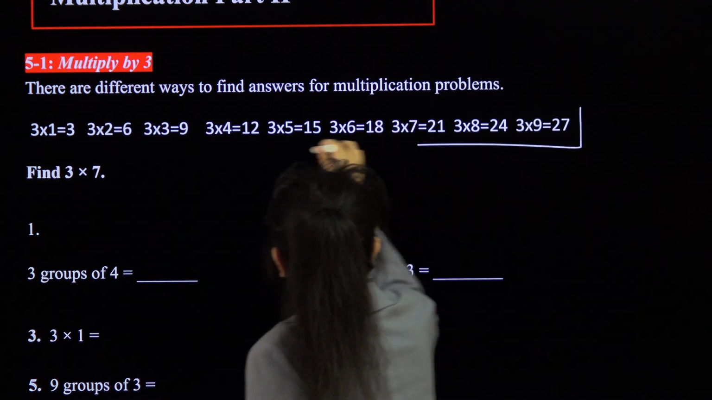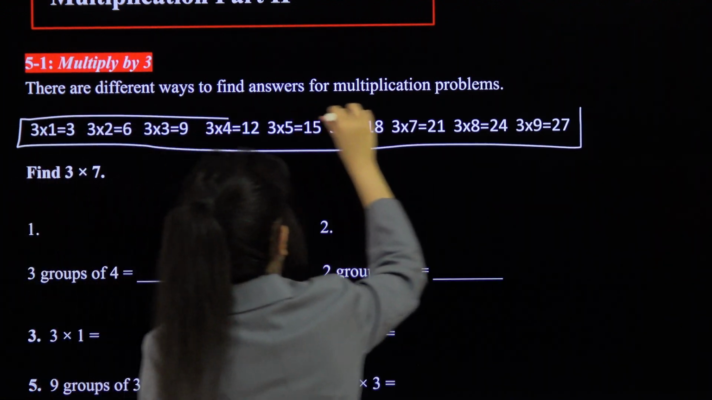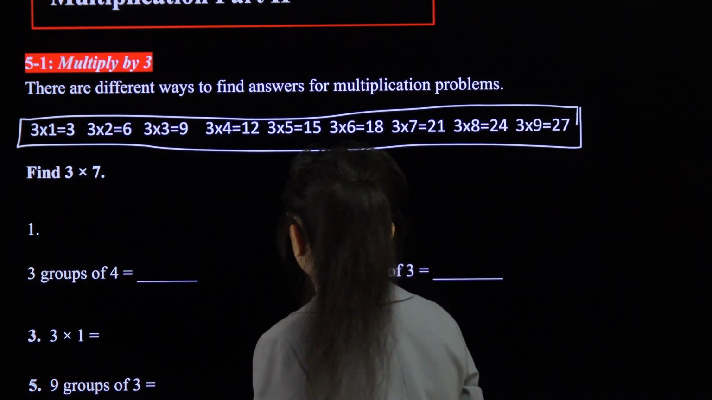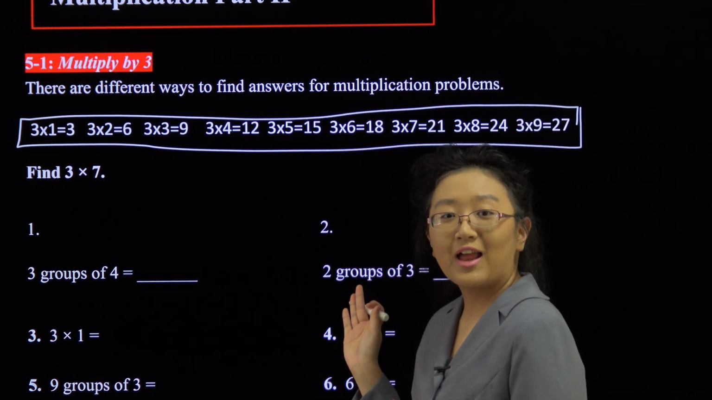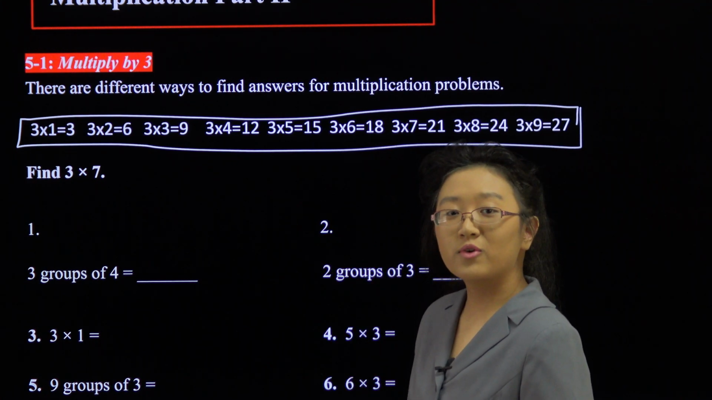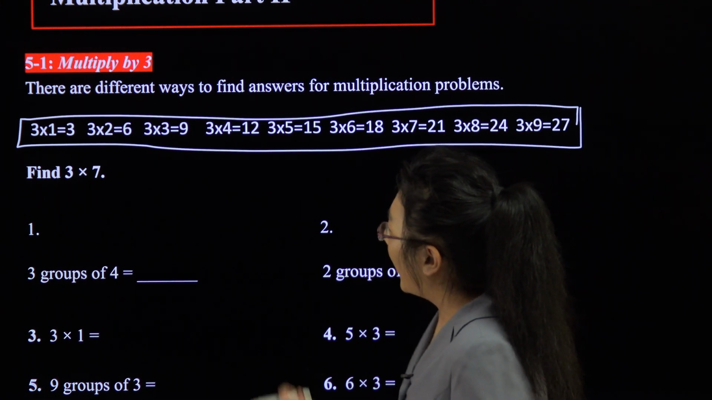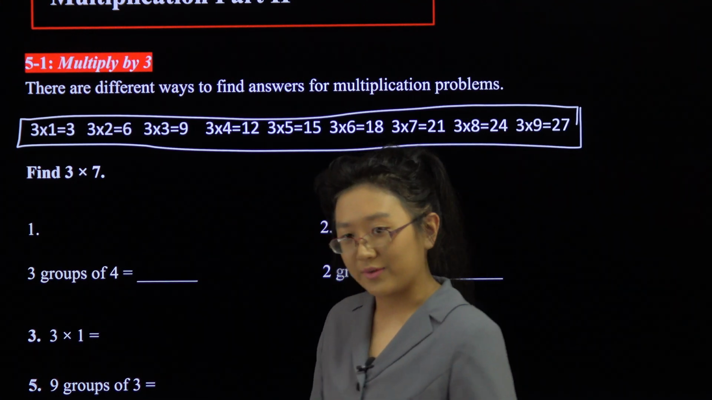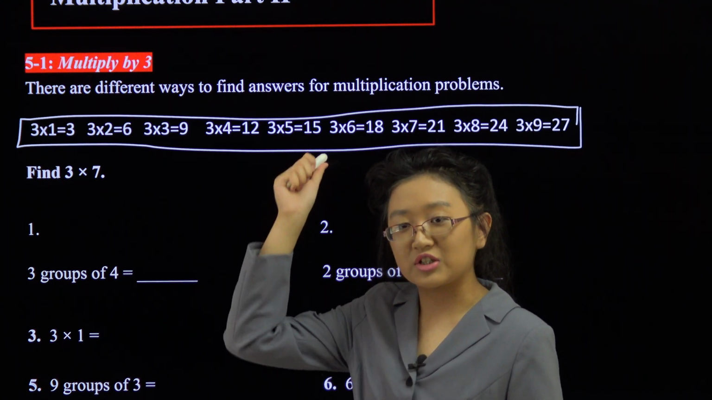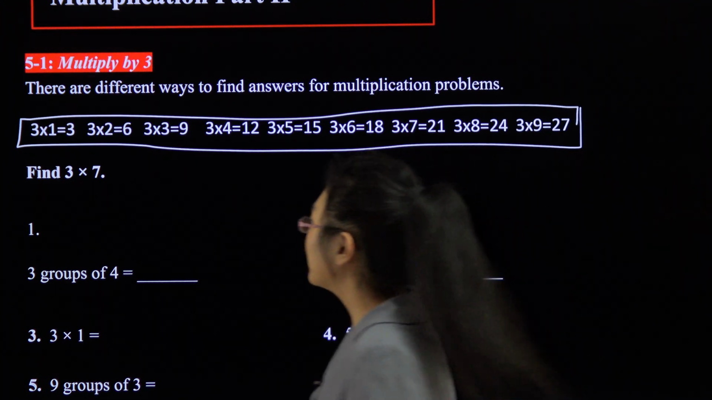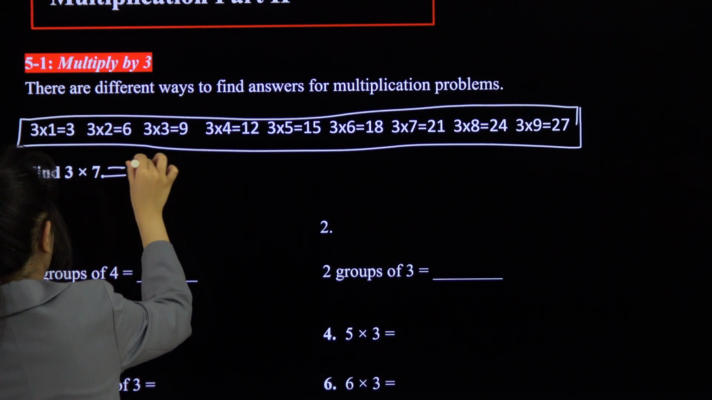So here is a part of the multiplication table with the 3s. Kindly listed out for you. Now remember to remember your multiplication table. Anyhow, find 3 times 7. It's on the multiplication table. 3 times 7 equals 21.